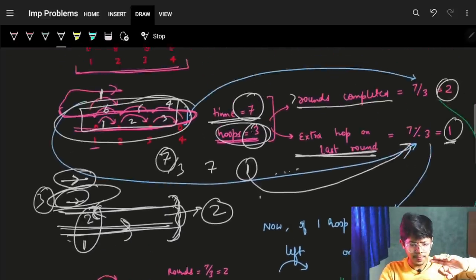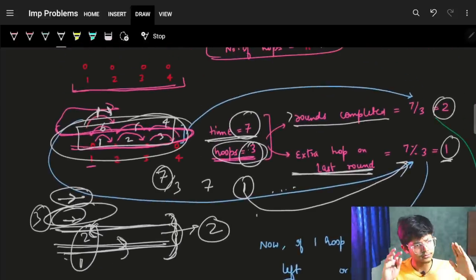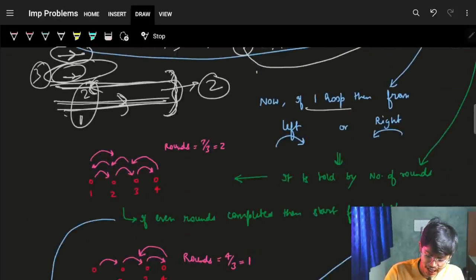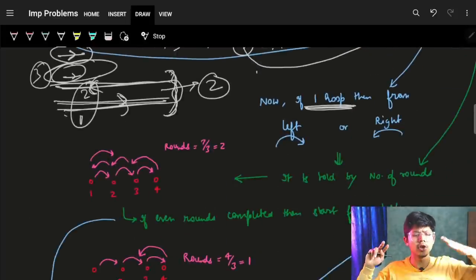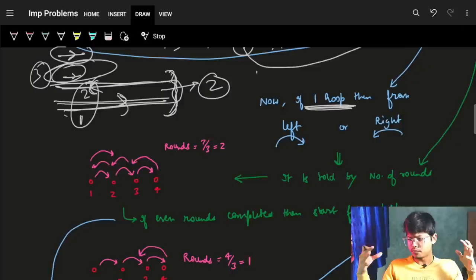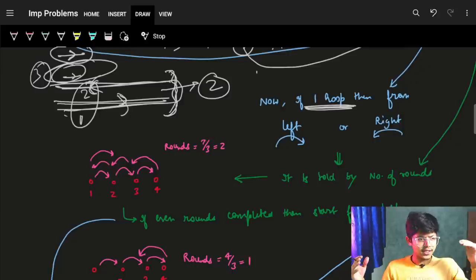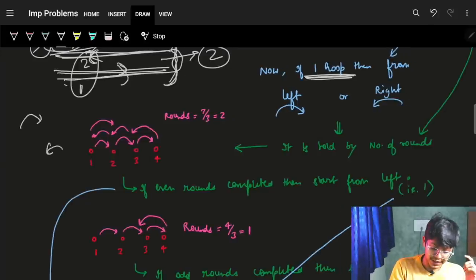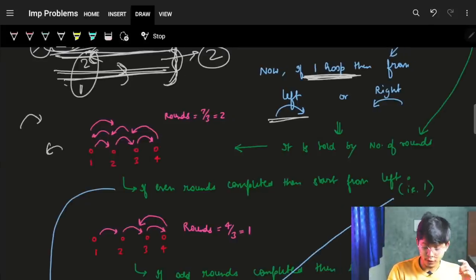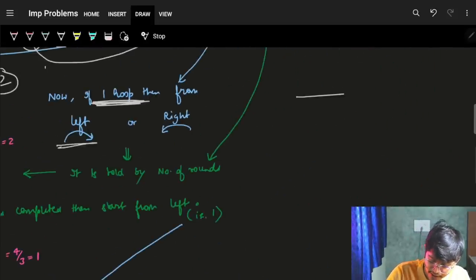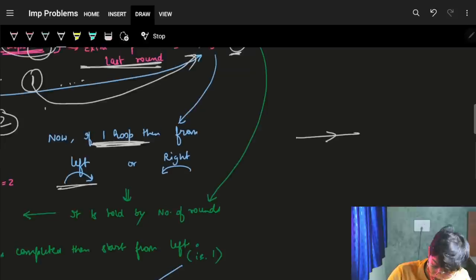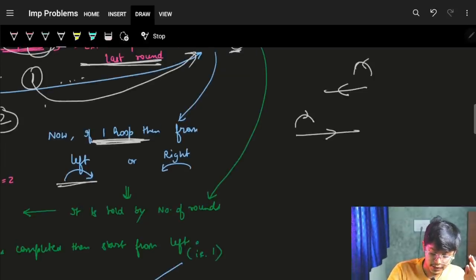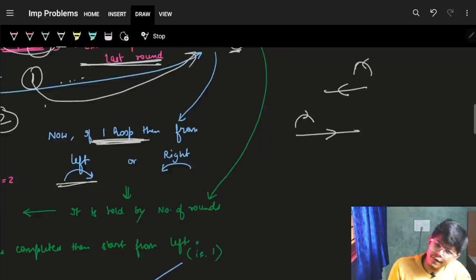Now we got to know, okay, 1 hop it does, but it doesn't say from left or from right, which means that I just need to do a 1 hop. If I have maybe 4 people, 1, 2, 3, 4, I just need to do a 1 hop. But as we can easily see, that 1 hop can be from the left or it can be from the right, because when a round is completed, the round goes from here or the round goes from here. So 1 hop can be from extreme left or 1 hop can be from extreme right. Now I need to find out, okay, is it from left or is it from right?